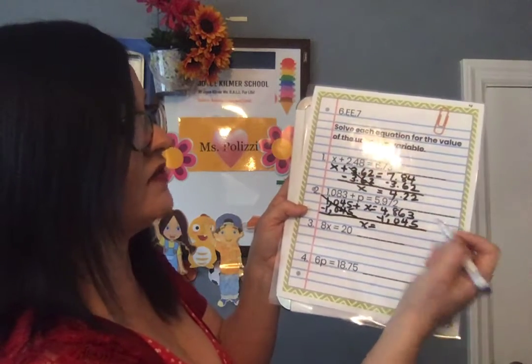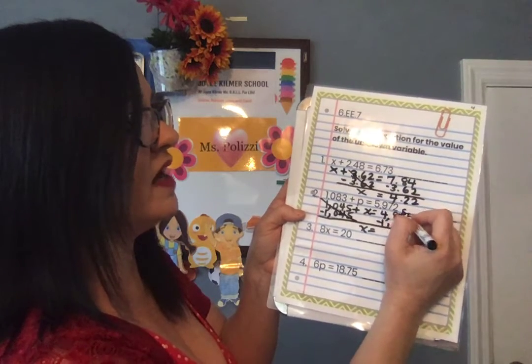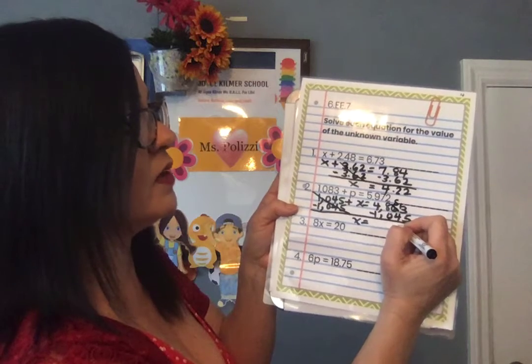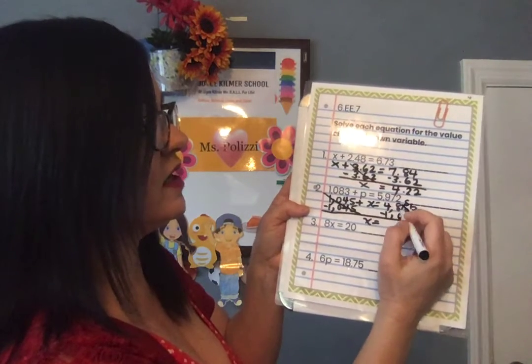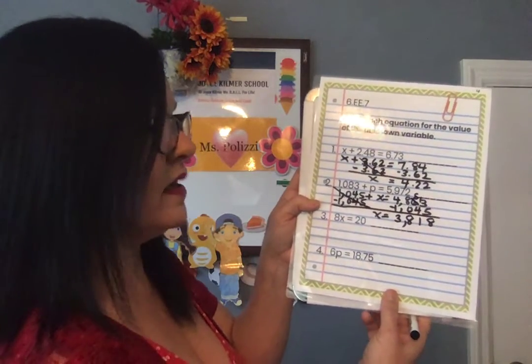Well, I can't take 5 out of 3, so I would borrow from my 6, make that a 5, make this a 13. 13 take away 5 is 8, 5 take away 4 is 1, 8 take away 0 is 8, and 3 take away 1 is 3. So my answer would be 3,818.